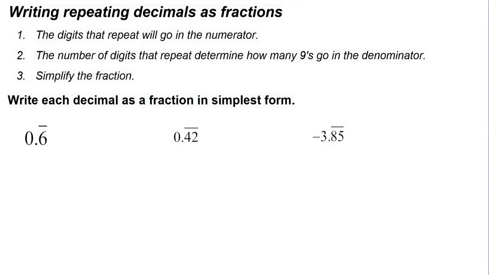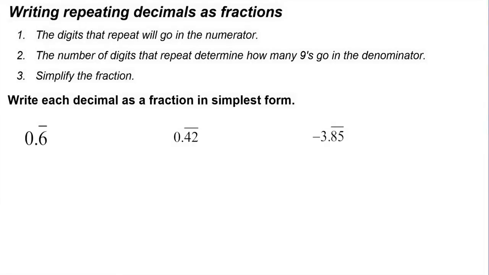So how do you convert a repeating decimal to a fraction? Well, there's a little trick, and we're going to use nines in the denominator. Nines will always produce a repeating decimal, so we can write a repeating decimal with a denominator with nines in it. Here's how you do it. The digits that repeat go in the numerator. The number of digits that repeat determines how many nines go in the denominator. If one digit repeats, then one 9 will go in the denominator. If 2 digits repeat, then two 9s. If 3 digits repeat, three 9s, and so on. And then lastly, we just simplify the fraction.